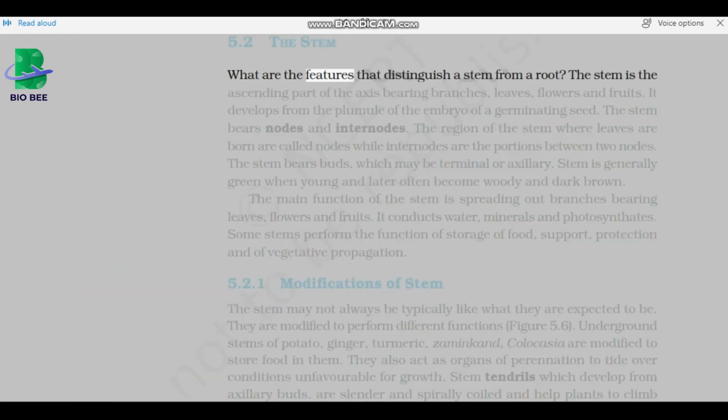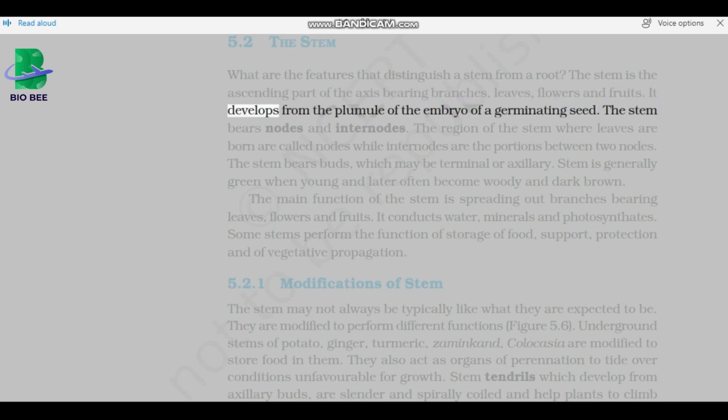What are the features that distinguish a stem from a root? The stem is the ascending part of the axis bearing branches, leaves, flowers, and fruits. It develops from the plumule of the embryo of a germinating seed. The stem bears nodes and internodes. The region of the stem where leaves are borne is called nodes, while internodes are the portions between two nodes.